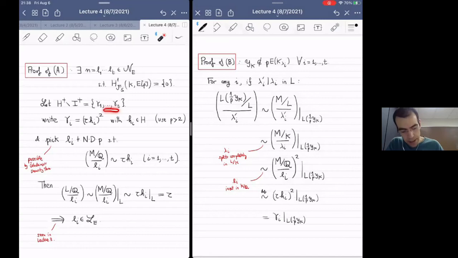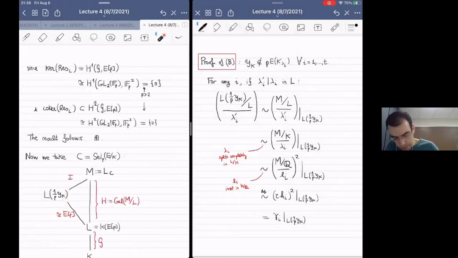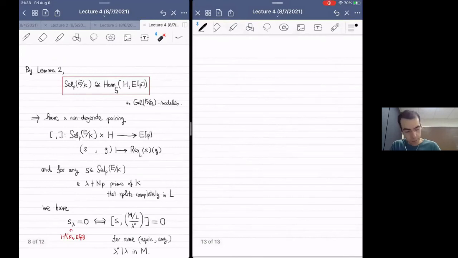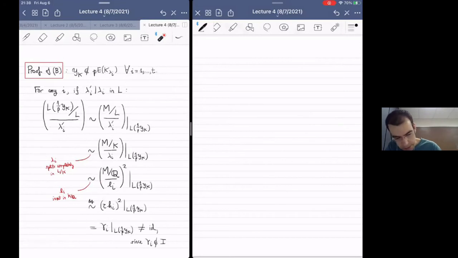These gamma_i are elements which are not in I, and the elements in I are precisely the ones that fix this extension. So this is not the identity, since this gamma_i is not in I. But that already gives us what we want for B, because now this implies that this lambda_i prime doesn't split completely.